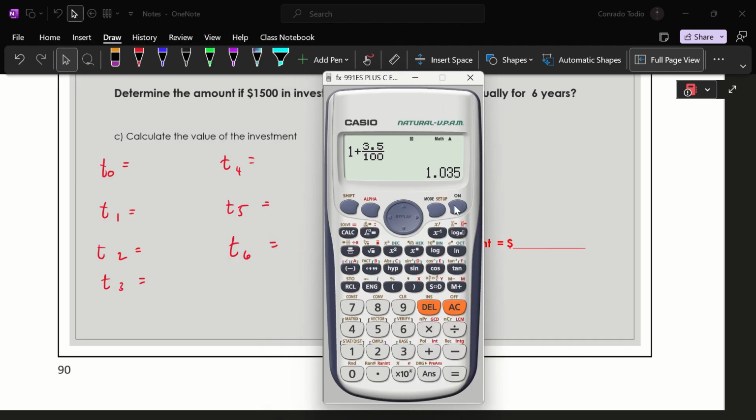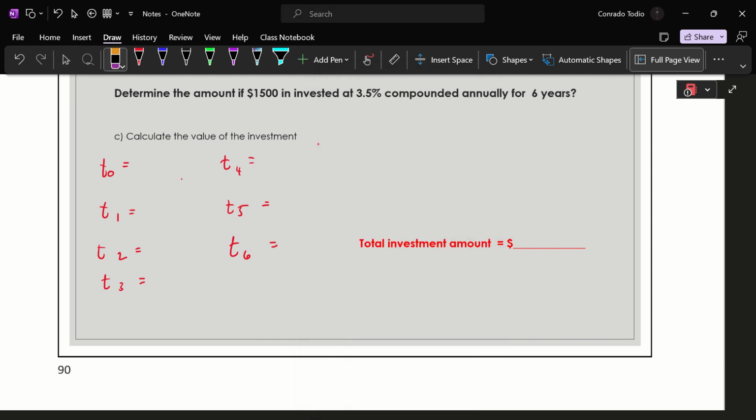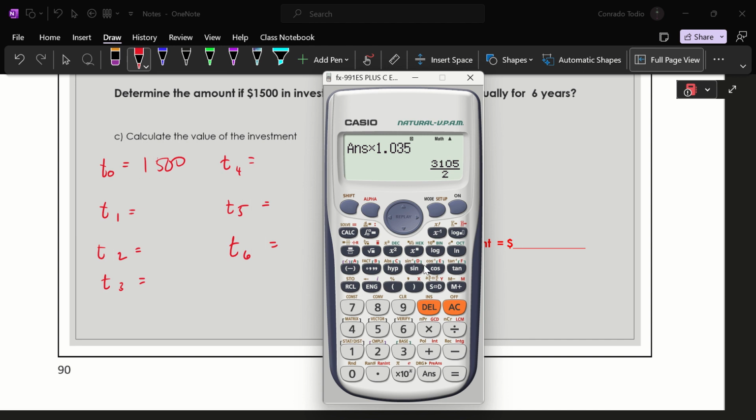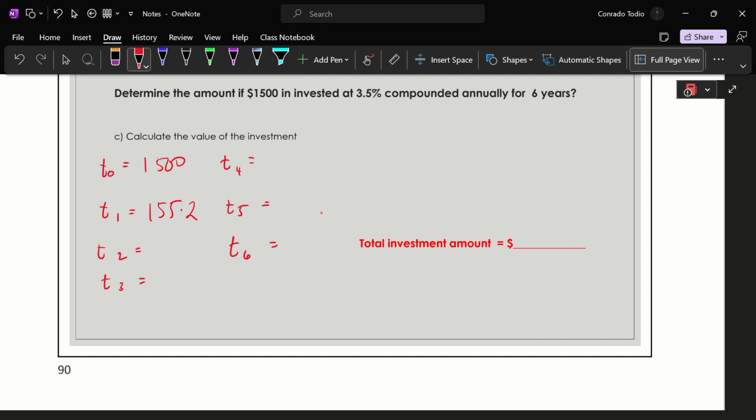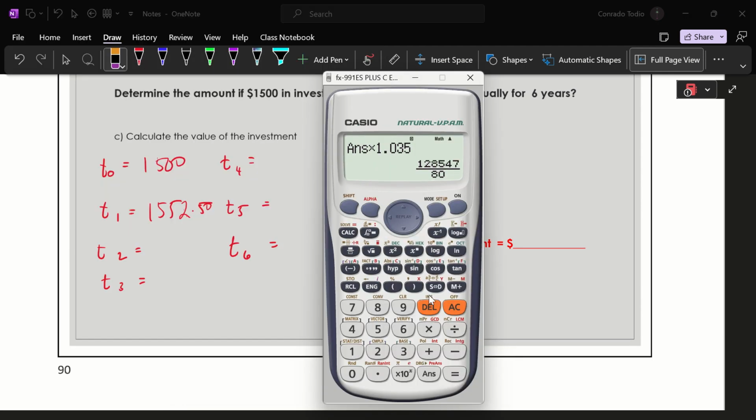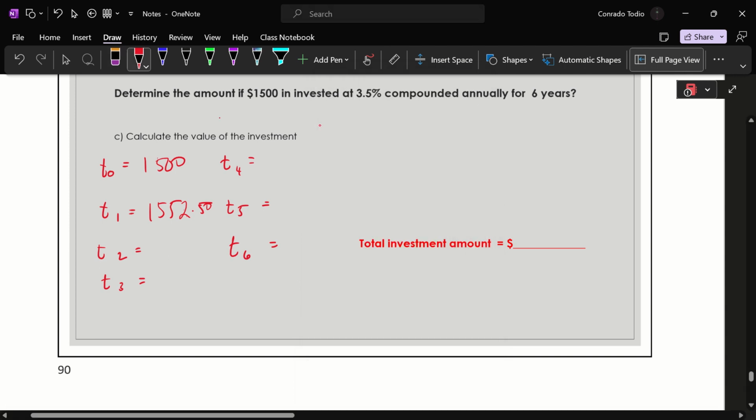So, using my calculator, I know that I'm starting at 1,500. Okay, press equals, and then we're going to go times 1.035. So remember, we started with, at the start, 1,500. Okay, easy. Next term is going to be 1,552.5. Okay, let me use another color, sorry. Term number 2 is 1606.84.